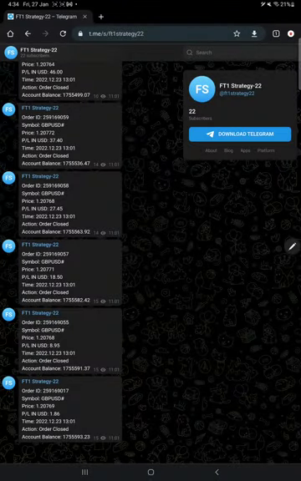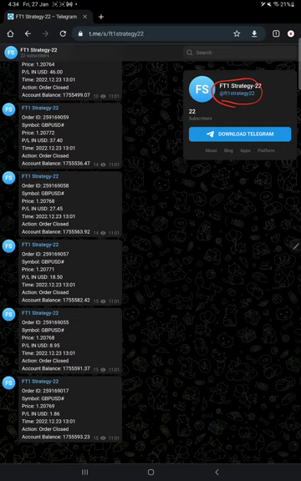And this account is connected with this Telegram channel as well, FT1 Strategy 22. On this Telegram channel, all the trades are automatically recorded. When the trade is placed and when the trade is closed, both actions will be recorded on this Telegram channel. This is the example for a closed trade: order ID, script name, at what price, how much profit or loss, time and date, the account balance, and the action is order close.